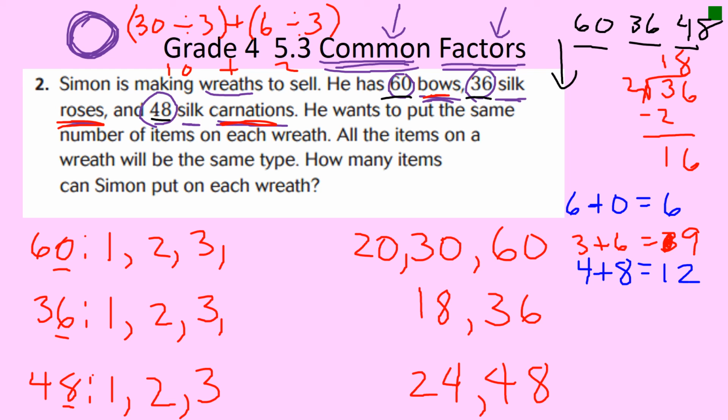What is the factor partner for 3? 12. 3 times 12 is 36. We just divided 36 by 3 and got 12. So 3 times 12 is 36.